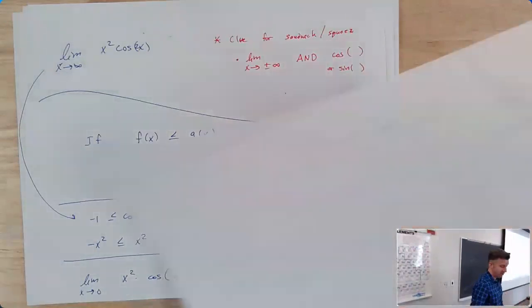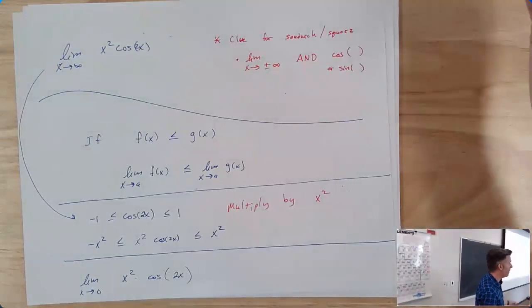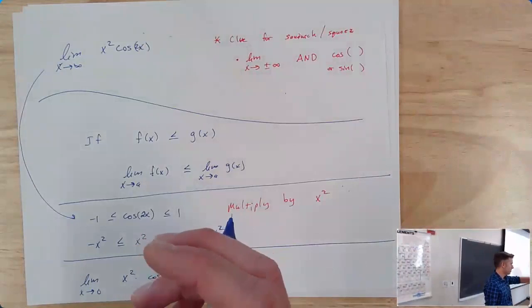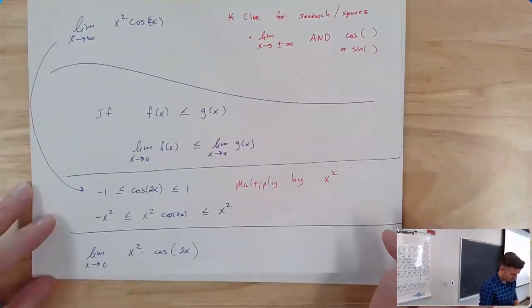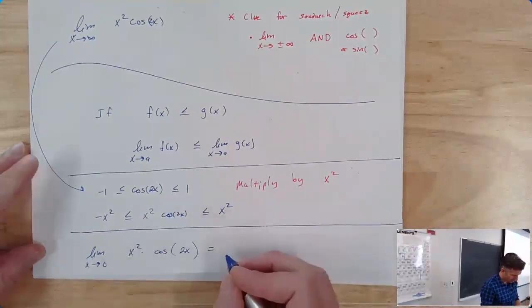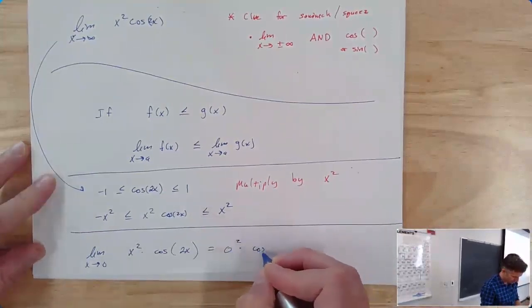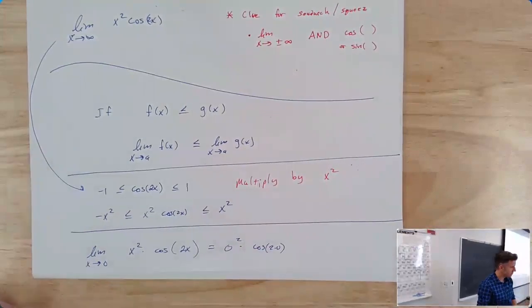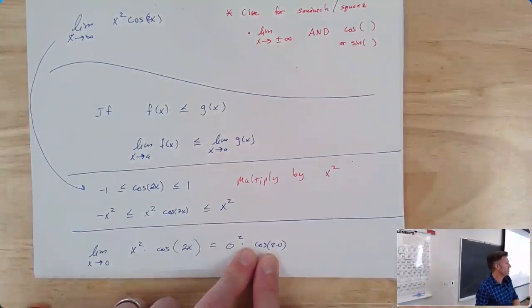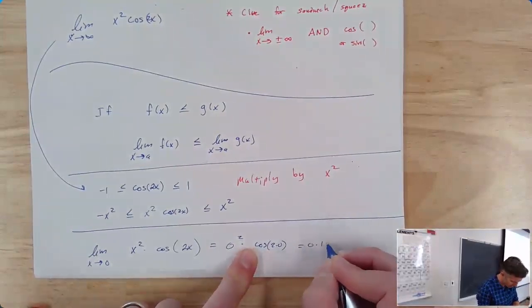Plug it in. If you plug in 0 for x here, what do I get? We have to make sure that this exists though, right? If that was infinity or something weird, what's cosine of 0? You get 0 times 1, which is 0.